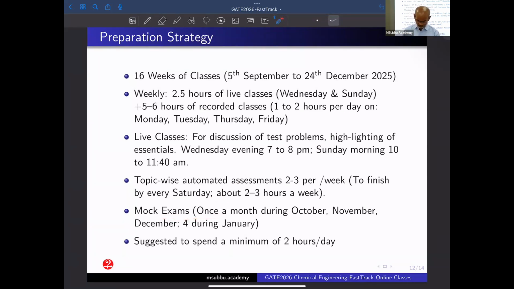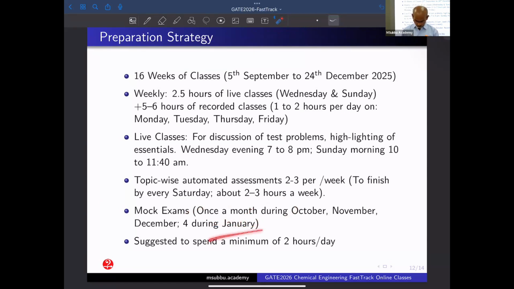And these mock exams will happen right from this October, November, December, one mock exam per month, because the regular batch have already covered most, and there will be 4 mock exams during January. For these mock exams, most of the time I am taking new questions, that means they are not past GATE questions. I am trying to collect questions from a variety of sources and compile them, and once the questions are complete in every respect, I release them for the examinations.